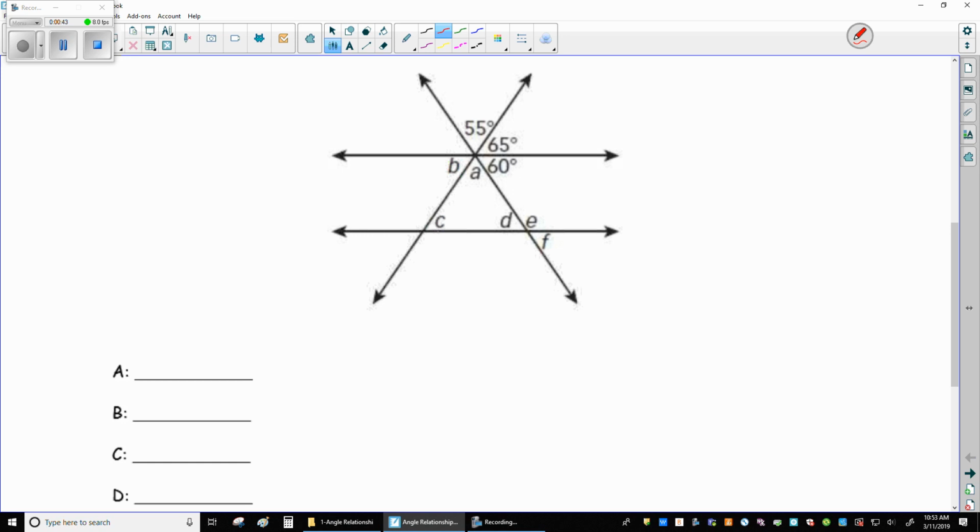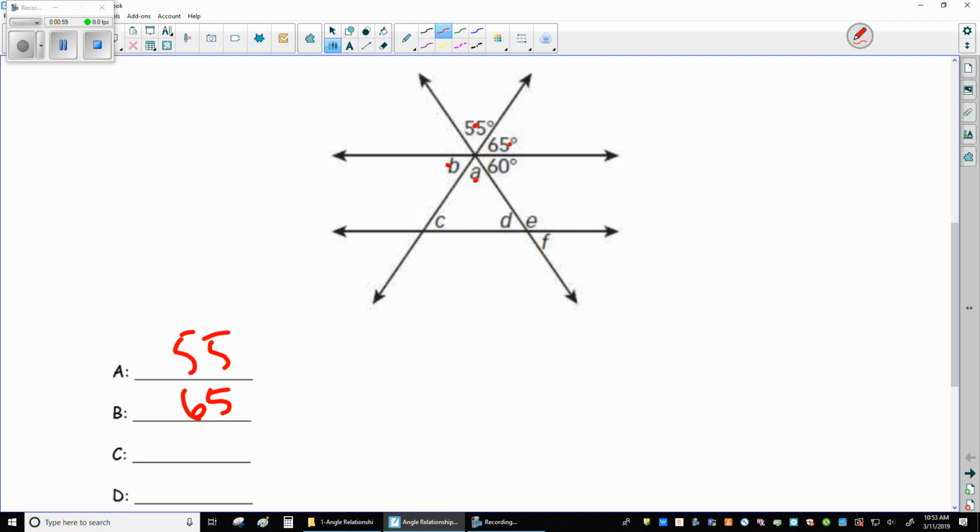All right, hopefully that was enough time for you to pause it. So let's take a look at angle A. First thing I notice about angle A is that it's vertical to that one. So that's 55 degrees. How about angle B? Well, it's obviously vertical to that one. So that's 65 degrees. How about angle C?